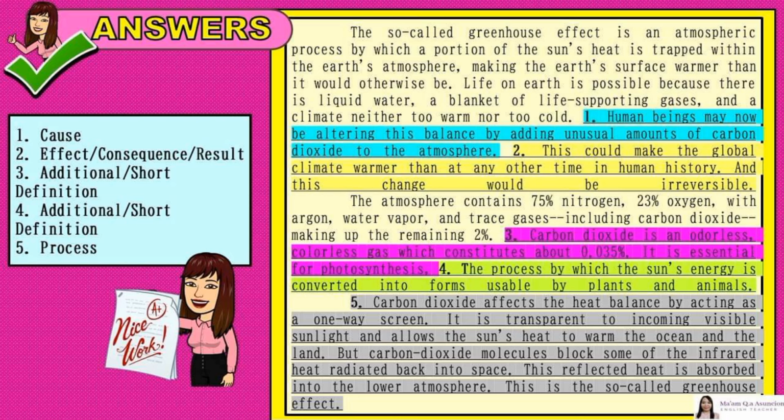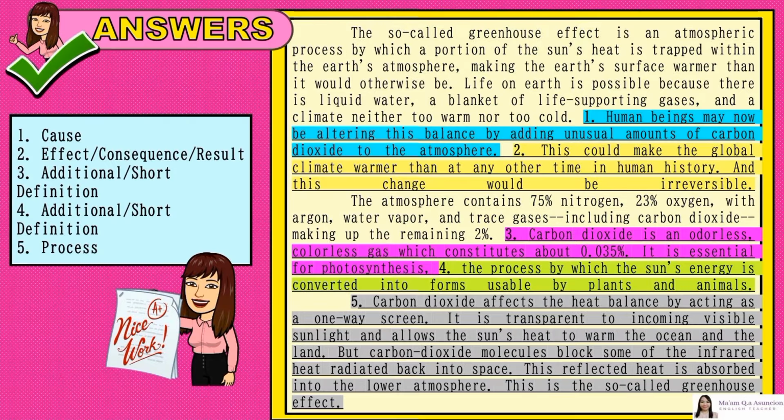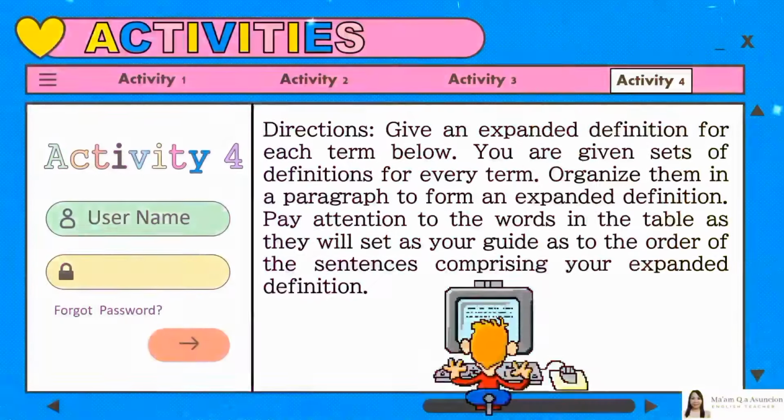Here are the answers. Number 1, cause. Number 2, effect or consequence or result. Number 3, additional or short definition. Number 4, additional or short definition. And number 5, process.